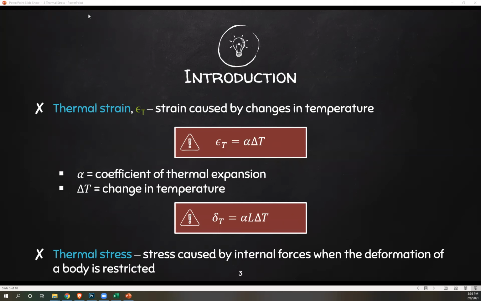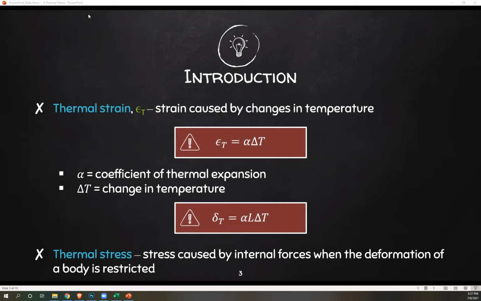Symbol of strain is epsilon. So to specify that it's thermal strain, we have a sub T. And it's the strain caused by changes in temperature. The equation is epsilon sub T equals alpha change in T, where alpha is the coefficient of thermal expansion, and change in T is the change in temperature. So final temperature minus initial temperature.